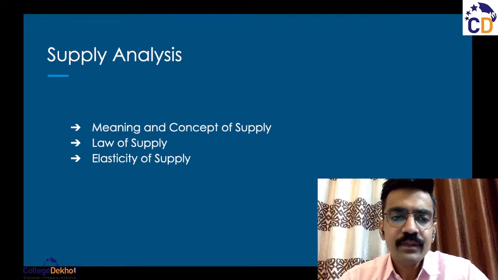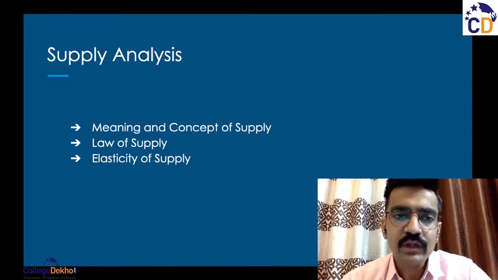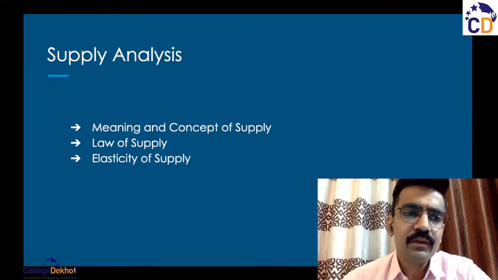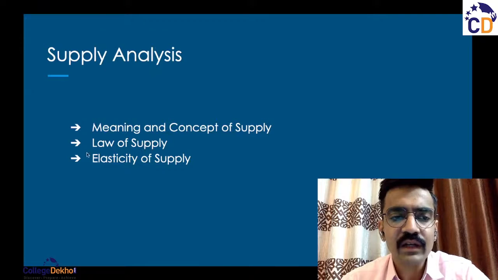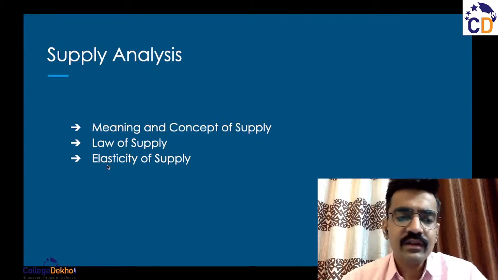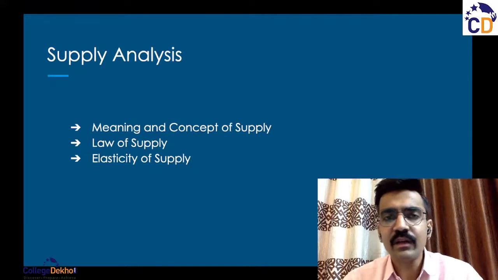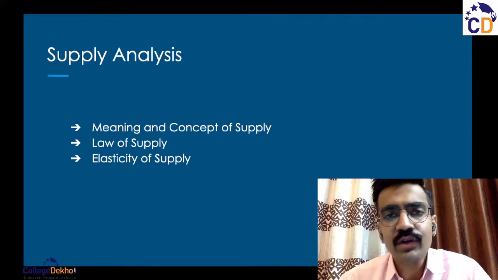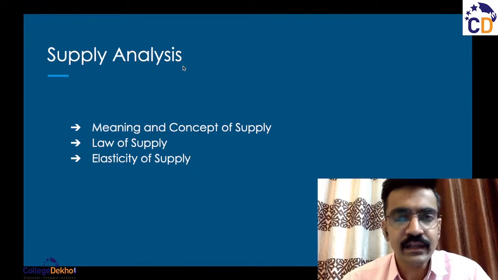Now, please understand that in one of the previous sessions, if you have been logging on to College Dekho earlier on, we talked about the demand analysis, right? So many of these subtopics, particularly the law of supply or the elasticity of supply, are very much similar to the demand of a certain product, right? But in some places, it is the complete opposite. All right. So if your concepts for demand analysis are already clear, then it would not be very hard for you to understand the supply analysis as well.